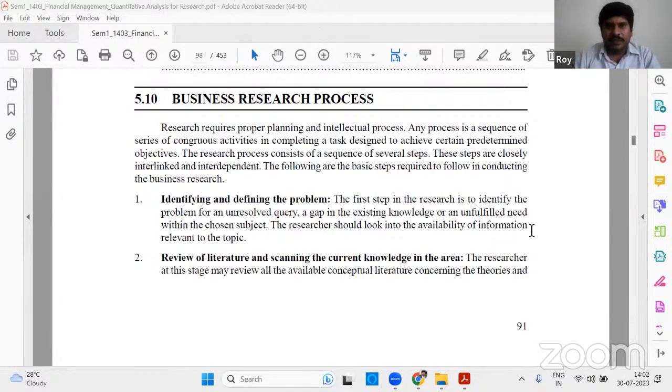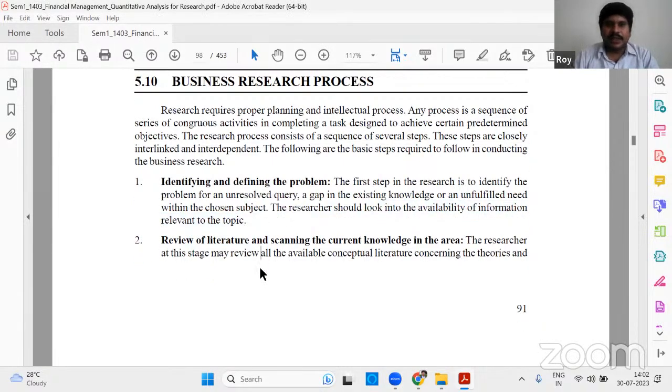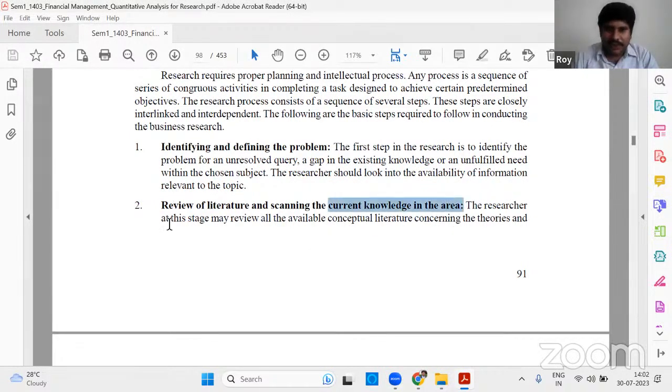The researcher should look into the availability of information relevant to the topic. The second thing is the review of literature and scanning the current knowledge in the area. After you define the problem, you need to go for the review of literature. What is the review of literature? There will be someone who has already written articles or a textbook on that particular problem. How will doctors write a prescription? Because it is already defined.